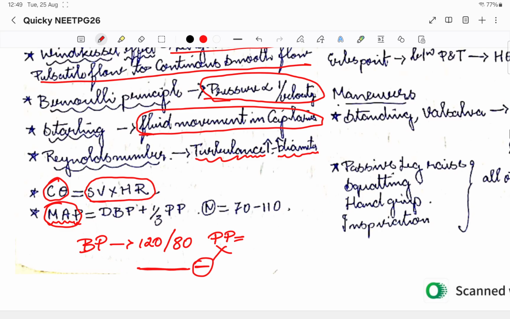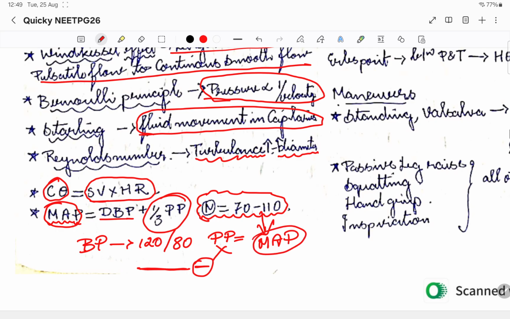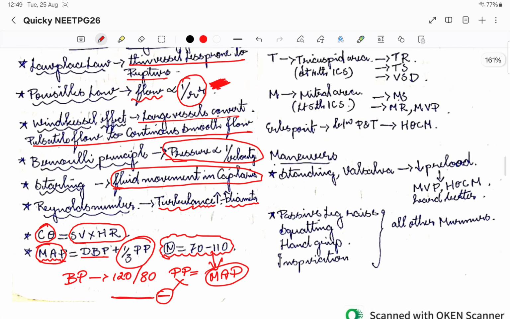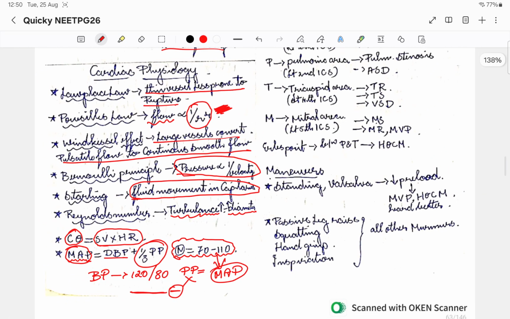So we have a formula, DBP plus 1/3 PP, okay? Normally it should be maintained at 70 to 110. So normal MAP is 70 to 110. This is what is to be maintained in all cardiovascular disorders. This is our target, not BP or anything else, okay? In any of the surgeries also, it is the MAP that we try to maintain. Mean arterial pressure is MAP, and 70 to 110 is the normal MAP, okay?